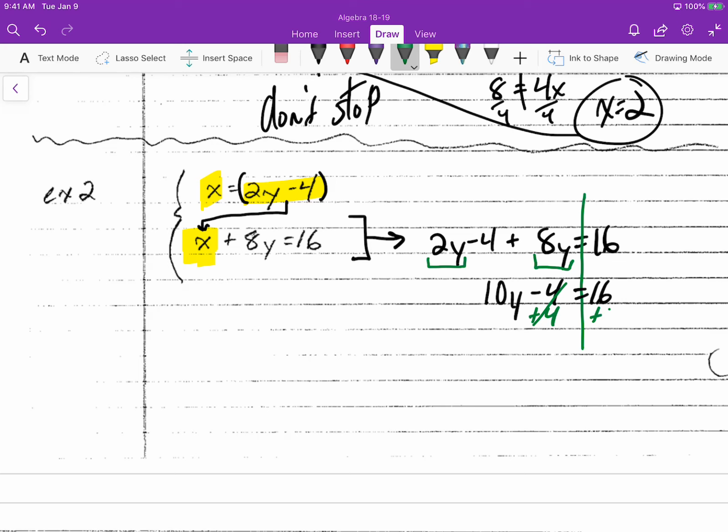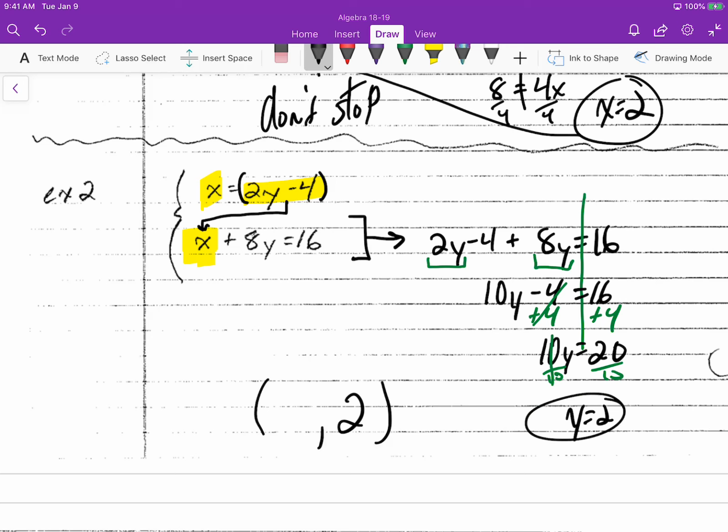Add 4 to the other side, add 4, you get 10y equals 20. You can probably already tell the answer is 2, but technically you would divide both sides by 10, divide by 10, and then you would get y equals 2. Well, this is strange. We actually ended up with y first. That'll happen. So now I just got to remember I got to take that y and plug it in for x.